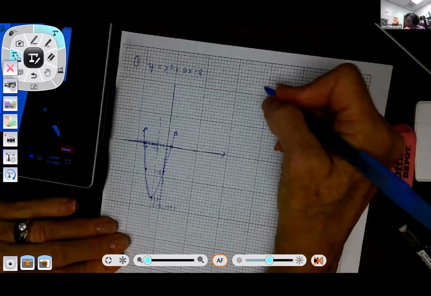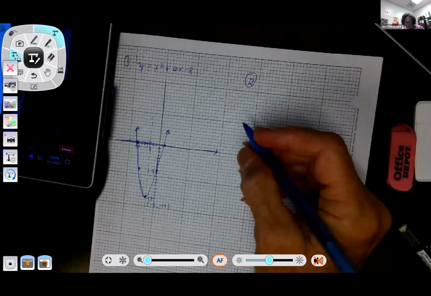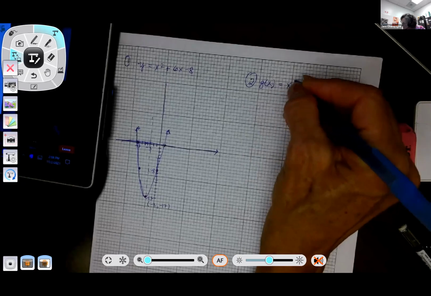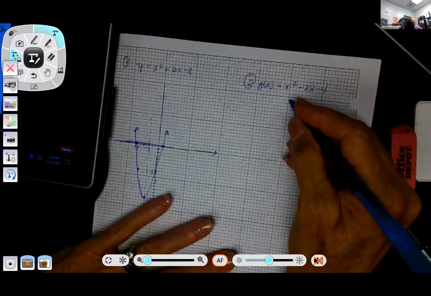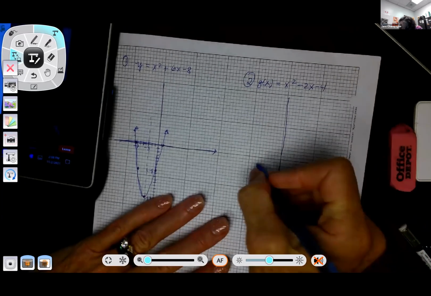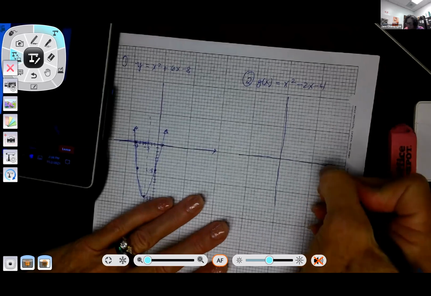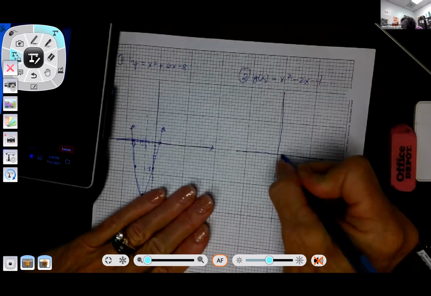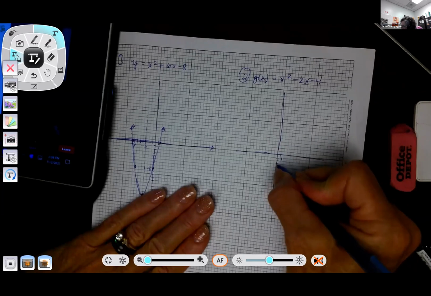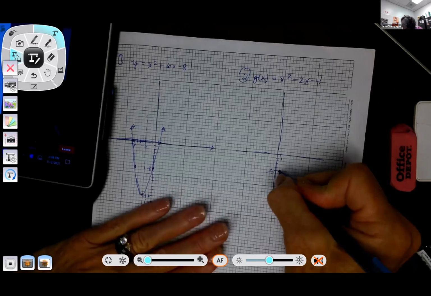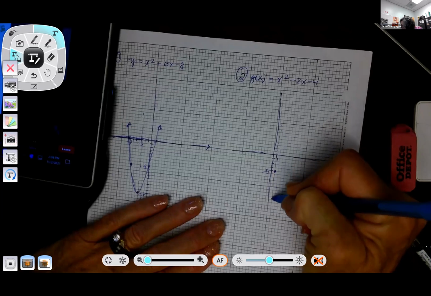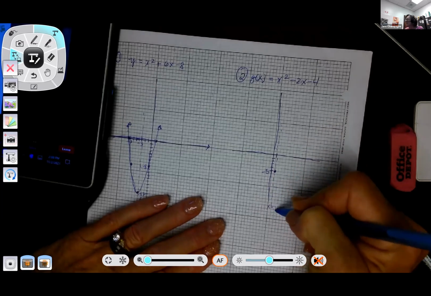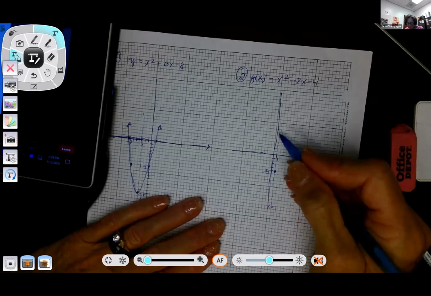Number 2, g of x is x squared minus 2x minus 4. Let's see. Draw my axes. The vertex is 1, -5. So over 1, down 1, 2, 3, 4, 5. Right there. The axis of symmetry is the line x equals 1. Right? That's the line that has x coordinate 1 on all the points.